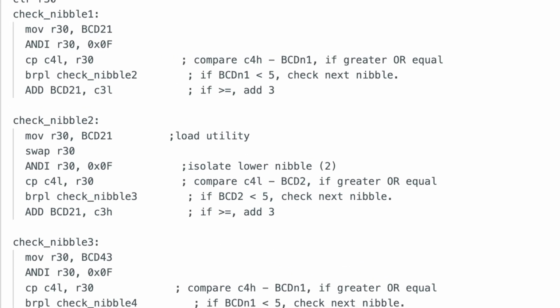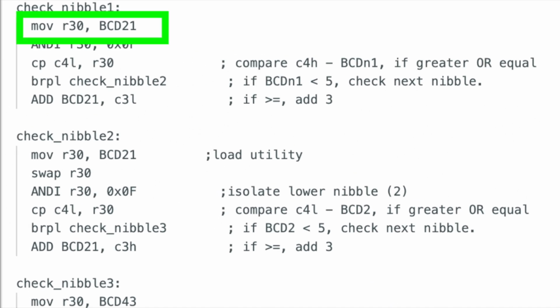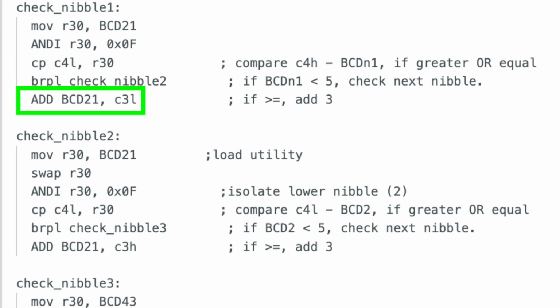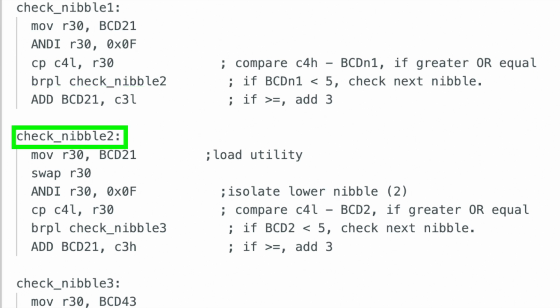It starts at the ones digit nibble, loads the first BCD byte into a general purpose register, masks the lower nibble, then compares a constant 4 with the lower nibble value. If the comparison of 4 minus the lower nibble value is positive, then skip what follows and branch to check nibble 2. This is done with the branch if plus instruction. If the N flag is triggered, however, then a hex 3 will be added to the lower nibble. Then we'll go to the check nibble 2 process.